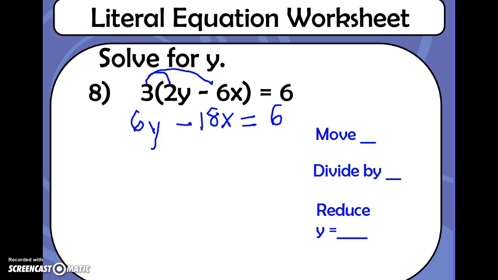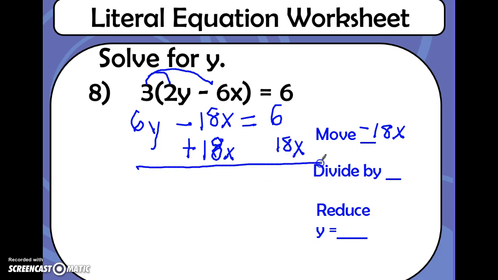Now we can use our 3 steps. We're looking to solve for y, so we're getting rid of negative 18x. We do that by taking the inverse, which is positive 18x, on the left-hand side, and positive 18x on the right-hand side. This gets rid of 18. You are left with 6y equals 6 plus 18x.